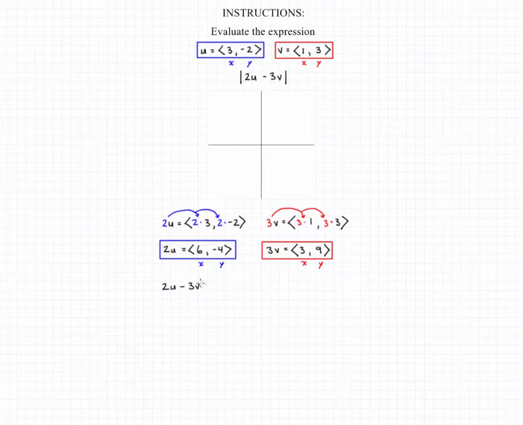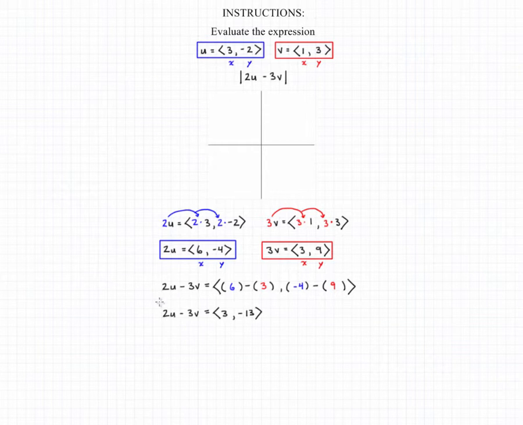Now to calculate the difference between 2u and 3v, to complete the subtraction, we're going to subtract the x components to get our final x component and subtract the y components to get our resulting y component. We'll have 6 minus 3 and negative 4 minus 9. And that's going to result in the vector 2u minus 3v being equal to 3, negative 13.